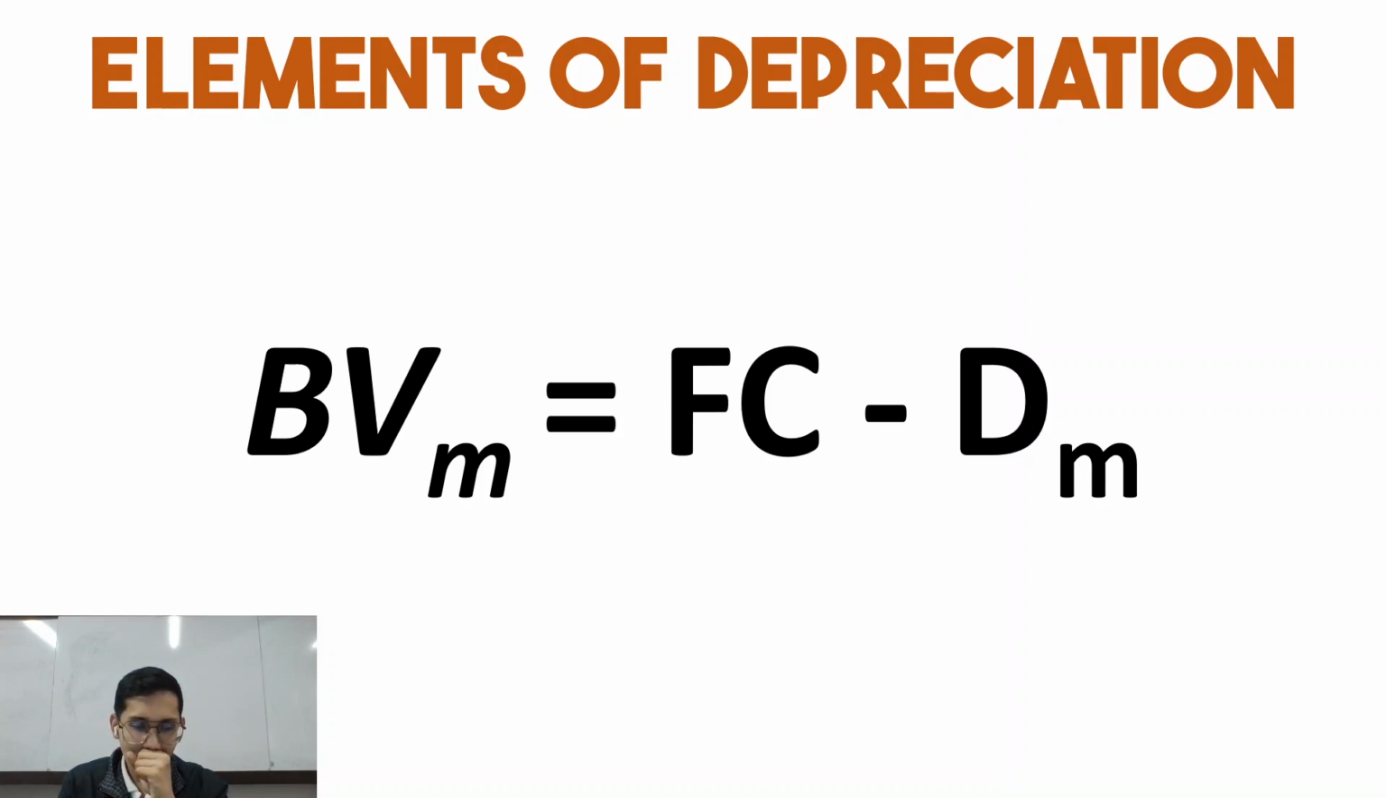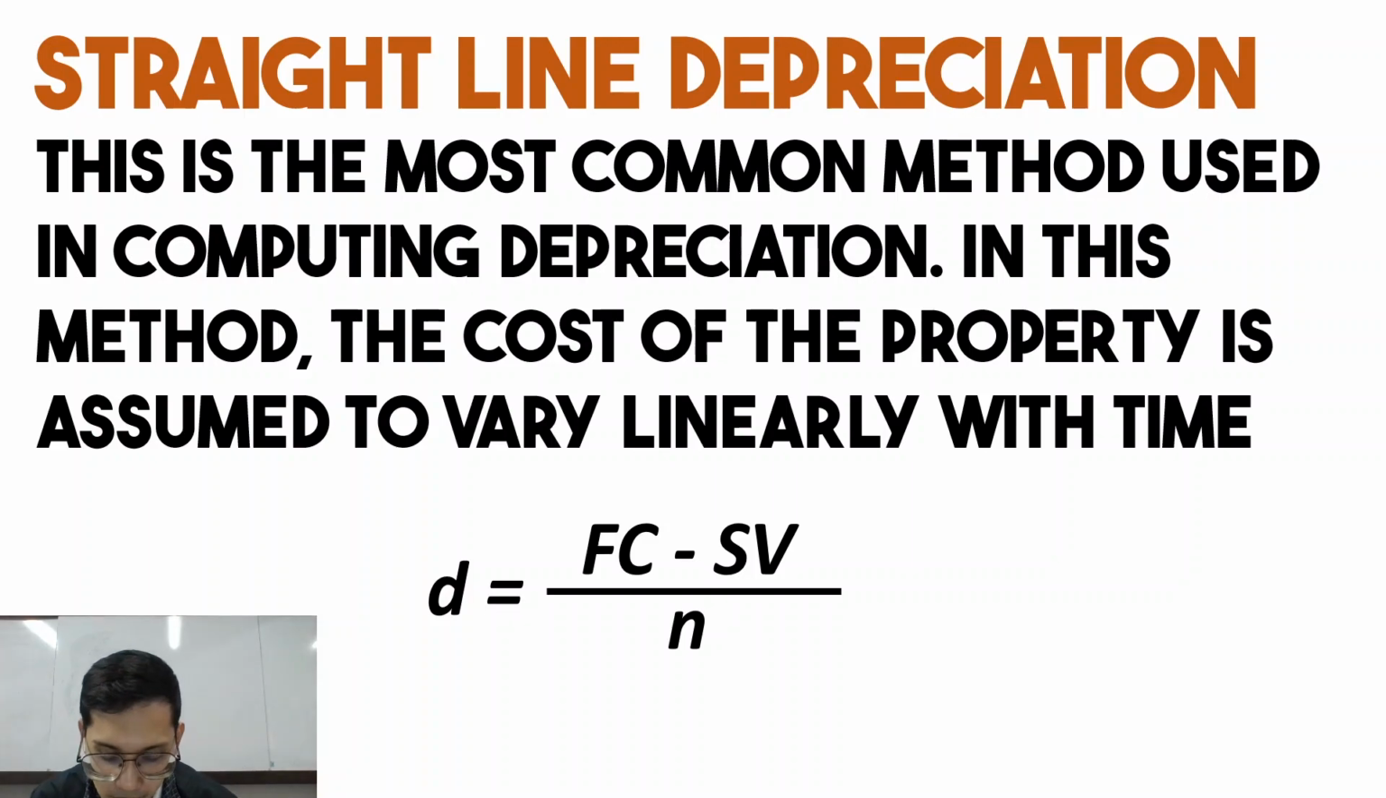So, we have this formula. BVM is equal to first cost minus the DM or depreciation for M years natin. So, tandaan itong formula na to. Okay? So, this first method is what we call the straight line depreciation. Guys, wag kayo mag-alala kasi sa mga problems, sasabihin kung anong type ng method yung kailangan gamitin. Lahat ng problem at sa lahat ng reviewers ng board exam, merong nakalagay kung anong method yung dapat gamitin. So, hindi nyo na kailangan manghula kung anong method yung kailangan gamitin. Okay.